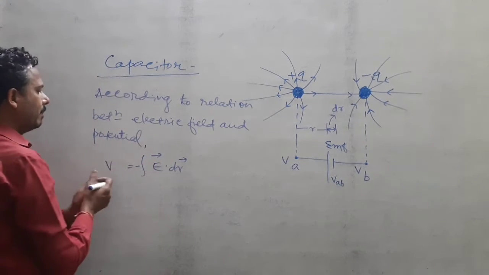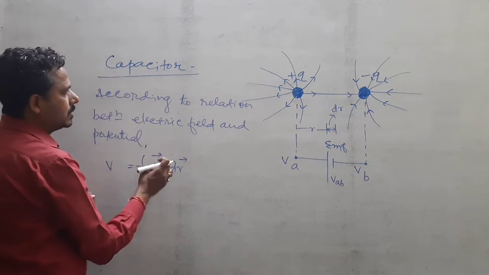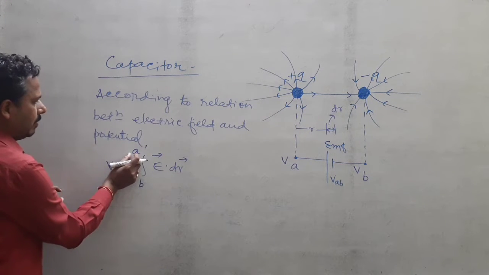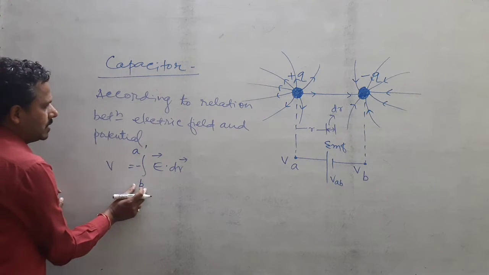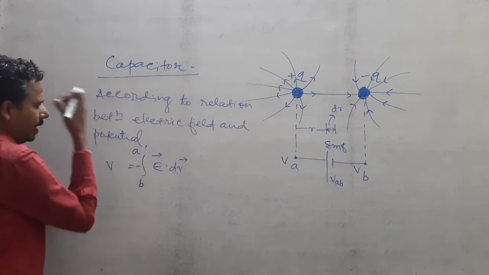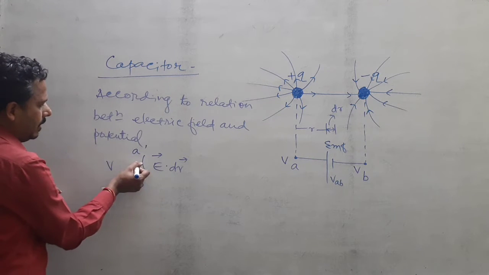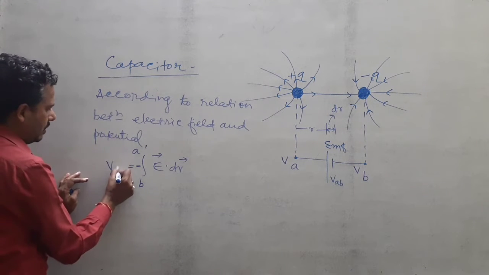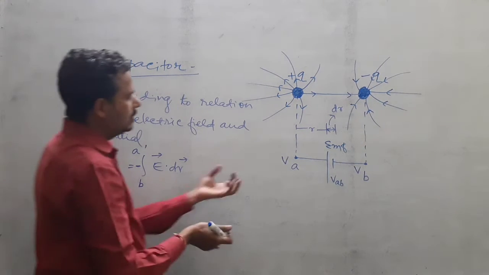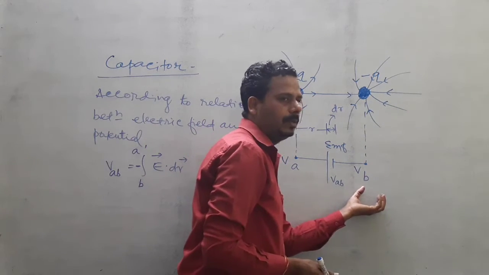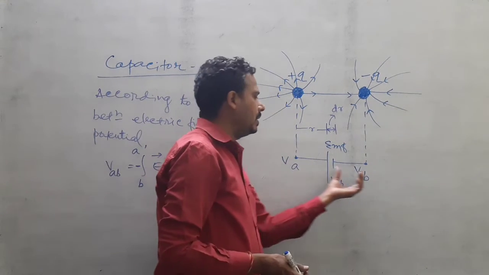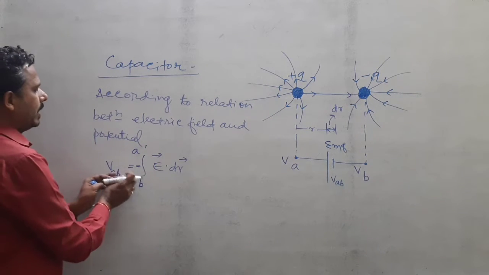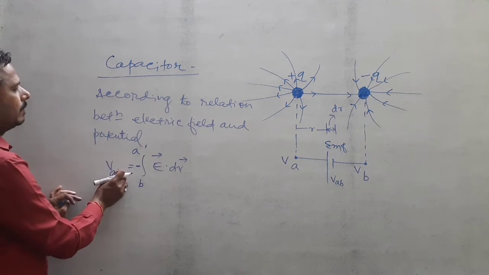So accordingly, now you have to integrate this one. From where will you integrate? From B to A, because A is at higher potential and this one is at lower potential. So we are going in the opposite direction. That's why we have taken a negative sign here. And this one is VAB. Why? Because VA minus VB: VA is at higher potential and VB is at lower potential. So accordingly, VA minus VB is written as VAB.